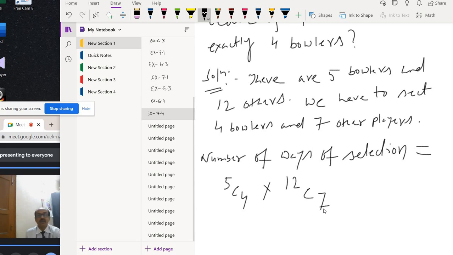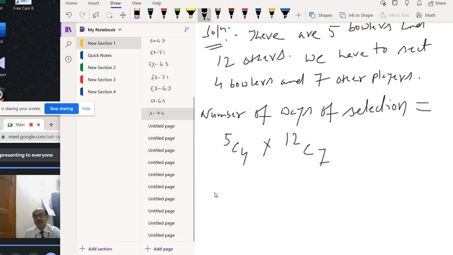You can add up 5 plus 12, 17. Total we have 17 players, and 4 plus 7, 11. We need 11 players. Is that okay? Yes, sir. Now calculate.